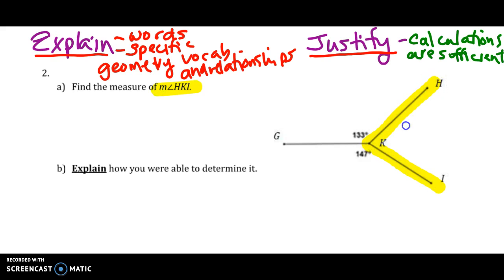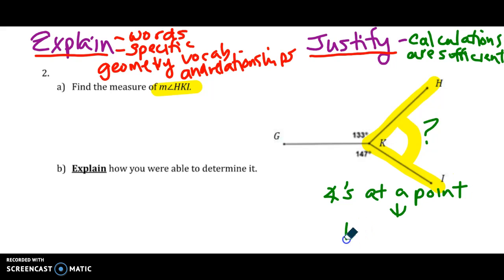HKI. Again, if you have your highlighter, you may want to use that to identify what angle it is they would like you to find. Okay, so in order to find the measure of HKI, I need to identify the angle relationship here, which are angles at a point. And how does that help me? I know that the sum is 360.